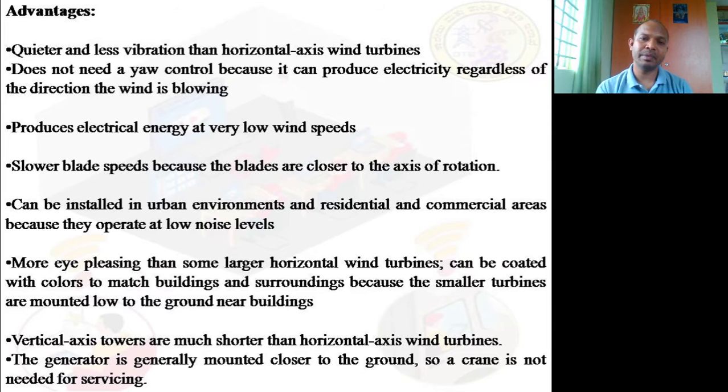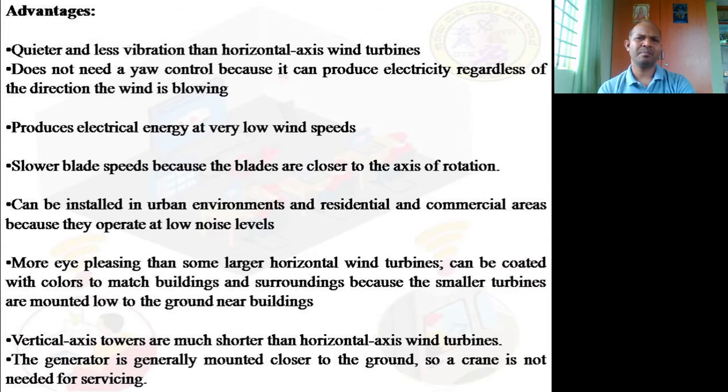Slower blade speeds: because the blades are closer to the axis of rotation, the energy transmission is not much of a concern. They can be installed in urban environments, and in residential and commercial areas, because they operate at a low noise level. That is one advantage. The major advantage is that they can be used in urban places because they are not so noisy in nature, and they are more eye pleasing than the larger ones.